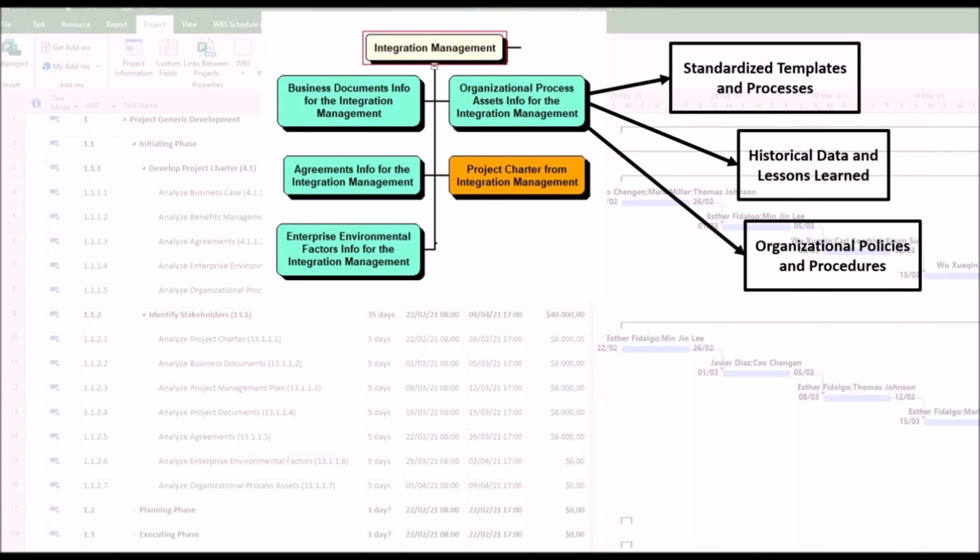3. Organizational policies and procedures. Organizational process assets include organizational policies, procedures, and guidelines that must be followed during project initiation. This ensures the project charter complies with internal standards and governance frameworks, maintaining alignment with organizational practices.